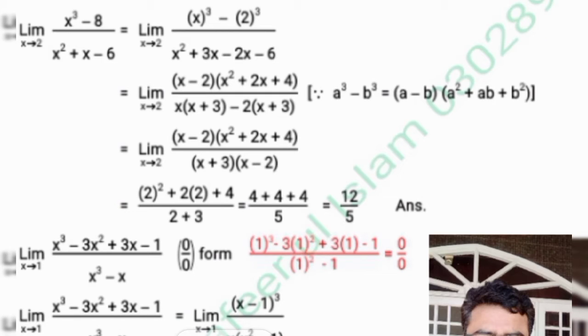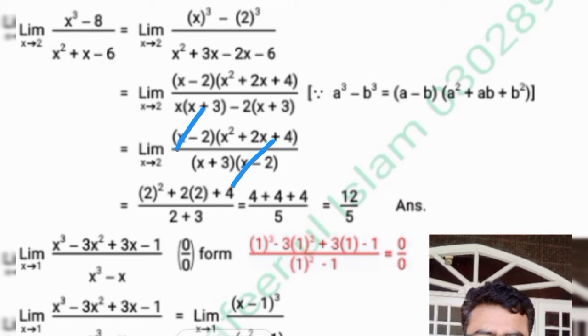Now the numerator will be written the same, as we cannot simplify it further, but in the denominator we can take x plus 3 common, and x minus 2 will be left. We have written x minus 2 into x plus 3, or x plus 3 into x minus 2. Now, as you see, x minus 2 will be cancelled with x minus 2.